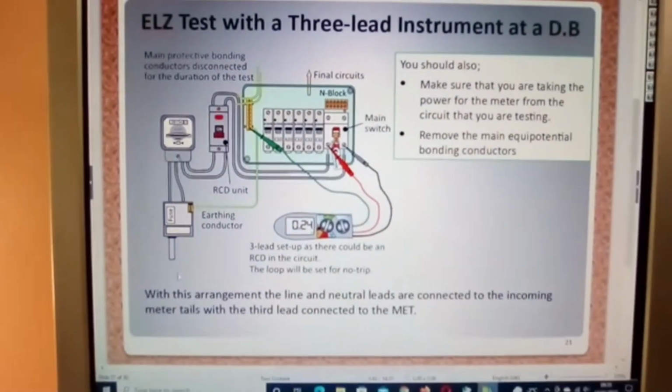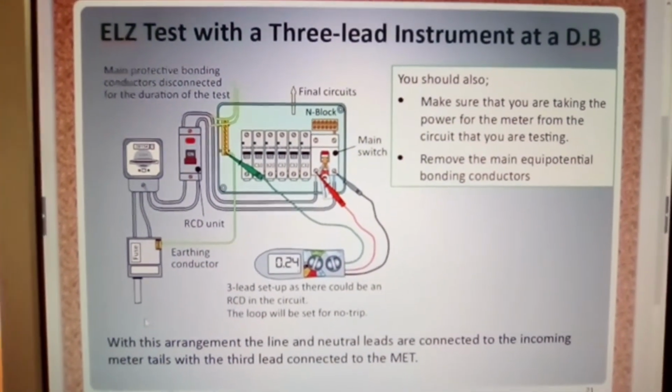And it shows you here again how to use these different leads and instruments.